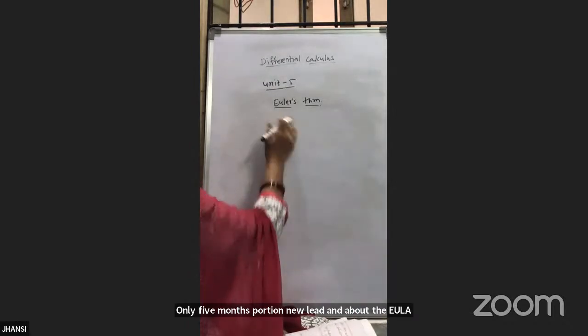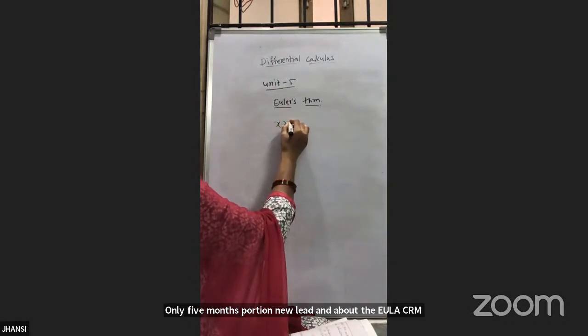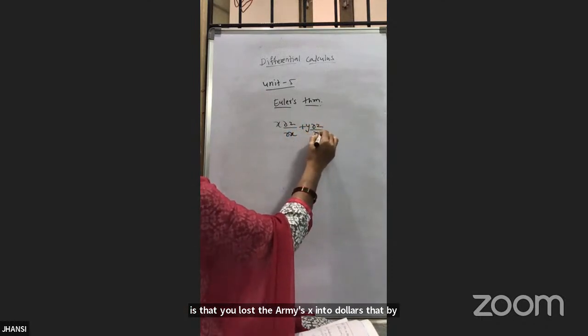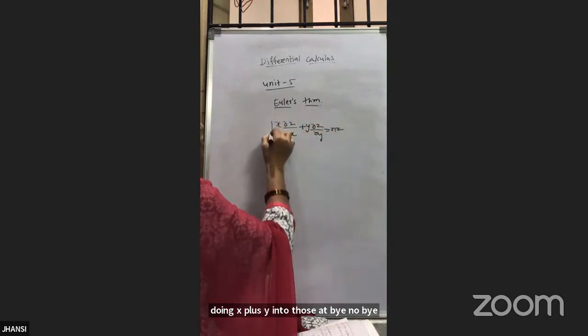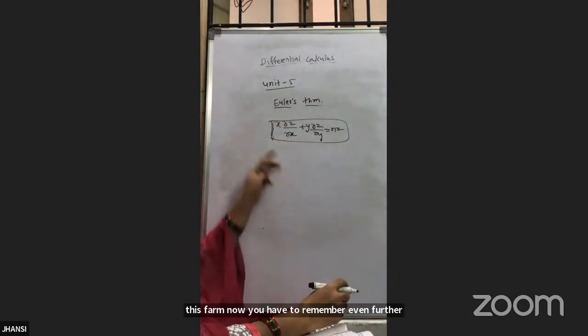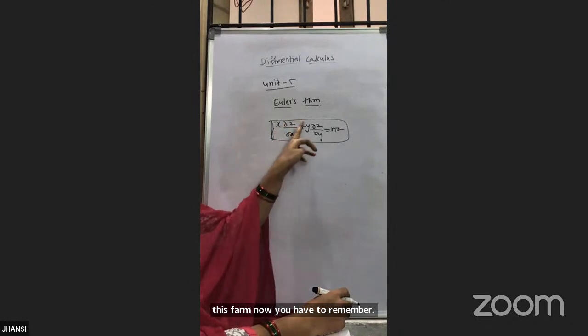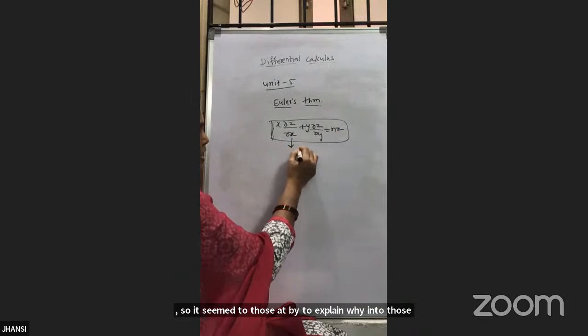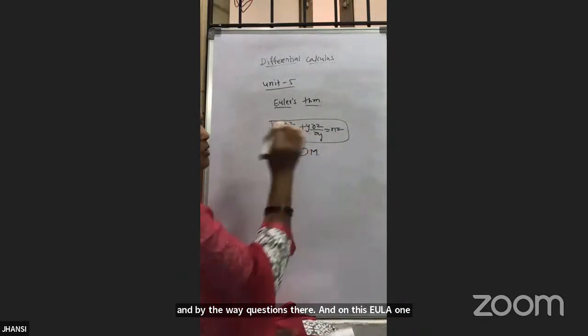Euler's theorem is x into dou z by dou x plus y into dou z by dou y equals nz. This formula you have to remember. So even for objective type also, they will ask questions. So x into dou z by dou x plus y into dou z by dou y equals nz. And on this Euler's theorem, a compulsory 5 marks problem you will get.